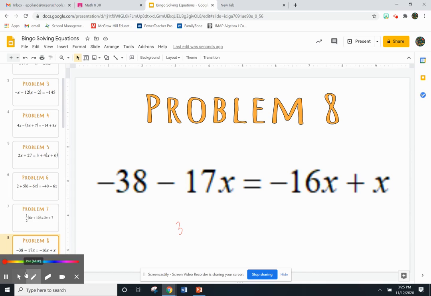For the next problem, I don't know why the 3 keeps popping up.